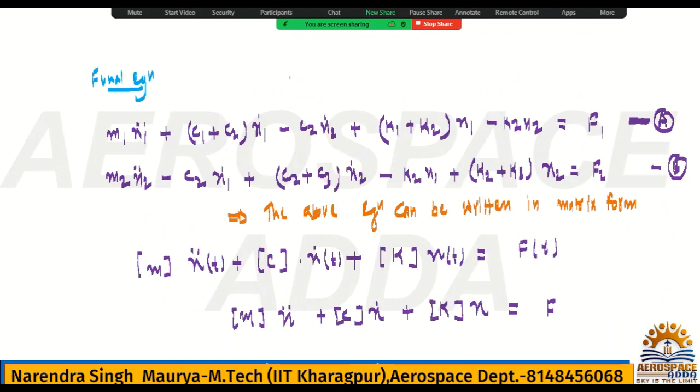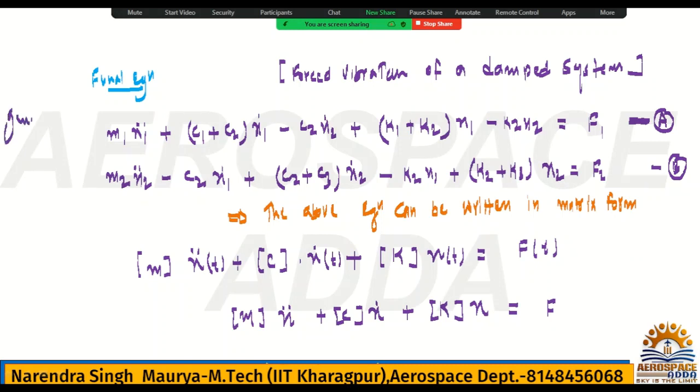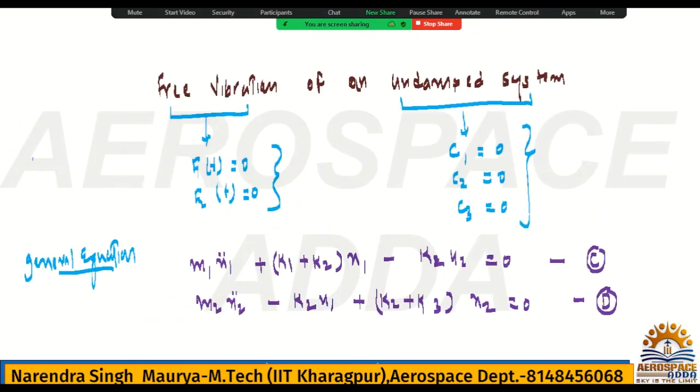This was for forced vibration of a damped system. So this will be the general equation. This is the general equation for that system. And now if your system becomes free vibration and undamped, then this will be the general equation.